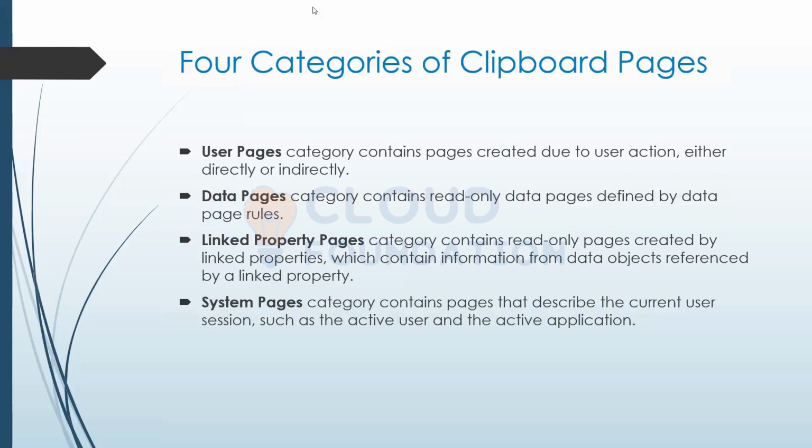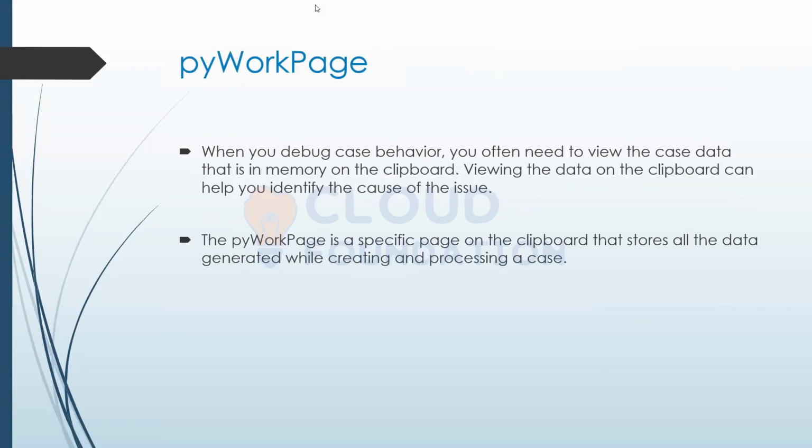Out of these 4 categories, the most used one is the user pages, because that's where most of the user interaction happens. I think for a BA that is important. Exactly. And within the user pages also, there are multiple pages inside it. But one page that is of specific interest for us is called the PY work page. Out of all the pages available in the user pages category, I am interested in the PY work page.